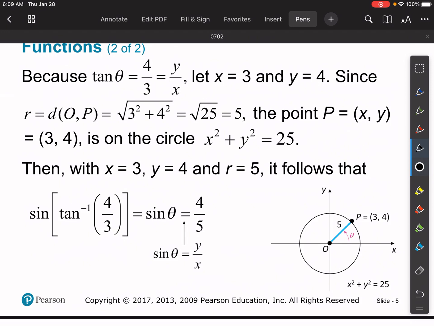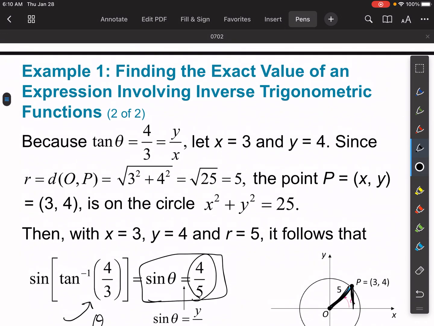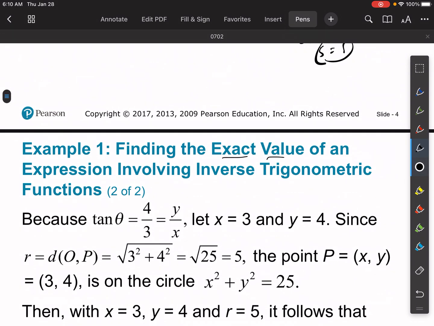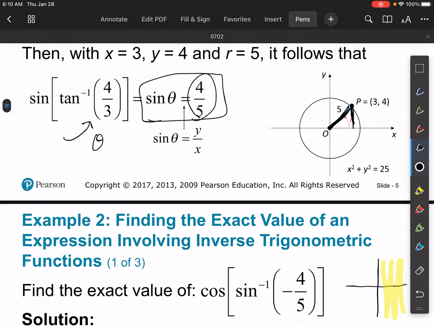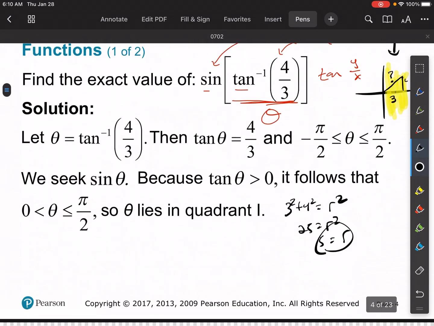So we will replace this inverse tangent of 4/3 with now the theta. The sine of theta is y over r, 4 over 5, because that is the y value here over the r value. So sine of theta is equal to 4/5. Okay, so that's all they want for this one. You notice you're finding the exact value of the expression, right? So they're not looking for the actual theta. We use the theta of the first function and insert it into the second.